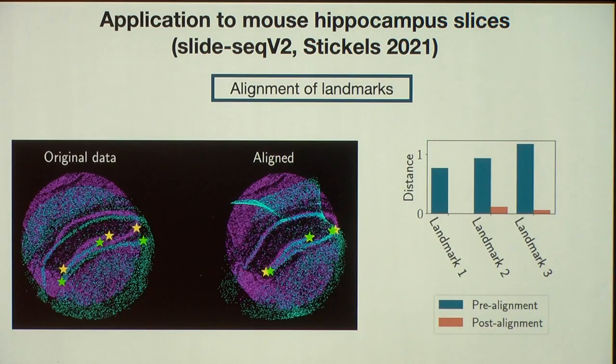To look at this alignment in the hippocampus more quantitatively, we computed the distance for specific landmarks before and after alignment. Here we used certain corners of the dentate gyrus as well as the area CA1 and looked at the distance between these landmarks, between slices before and after alignment. And all three of these landmarks became much closer to each other after alignment, which is a nice validation that we're aligning known structures within these tissues.